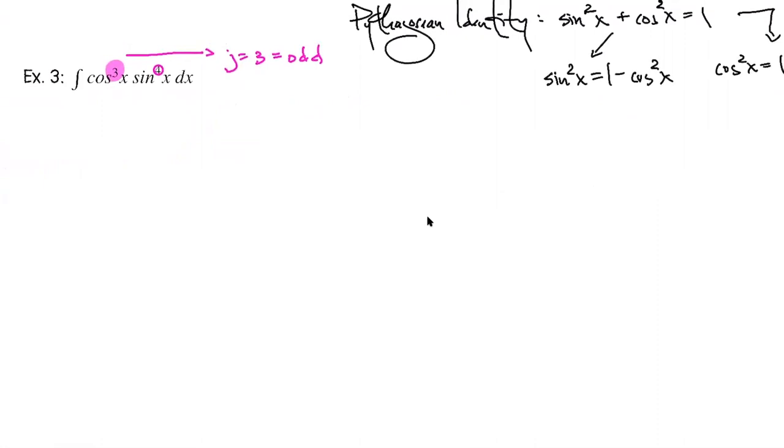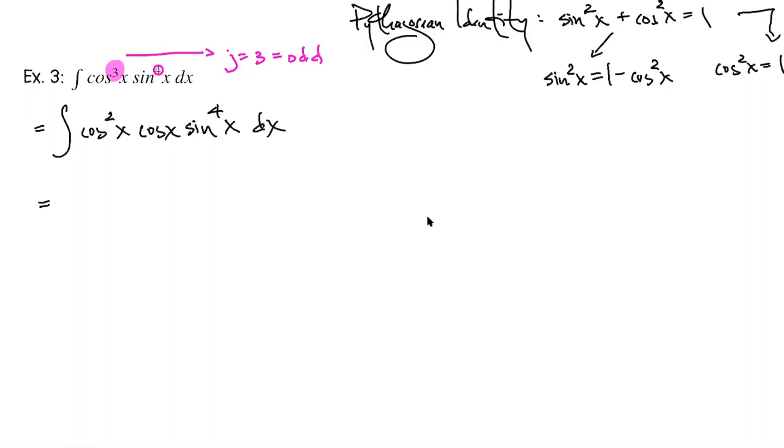So if we come back to this problem, when we see an odd power, we're going to split it into one less than that power, which makes it even, and then a singleton. So in this case, this is going to give us the integral of cosine squared x times cosine x times sine to the 4th x dx. Okay.